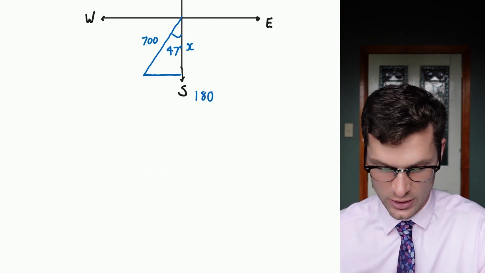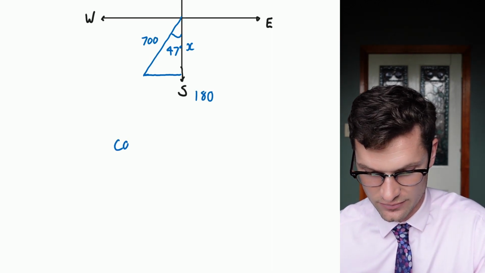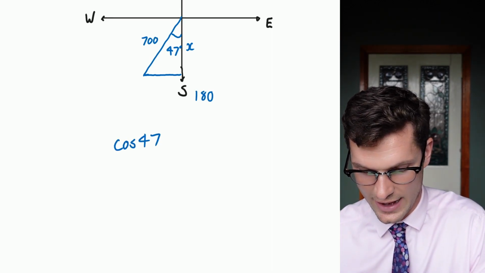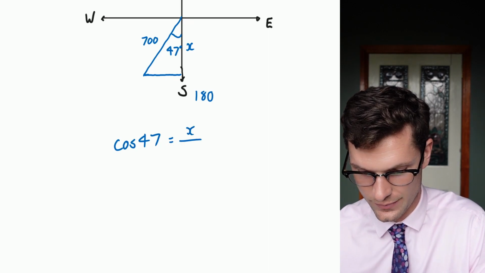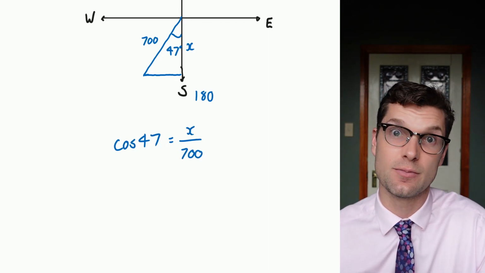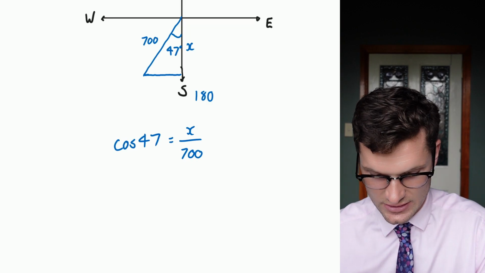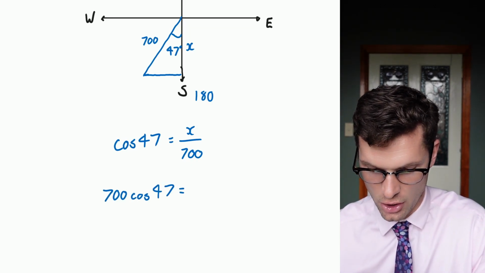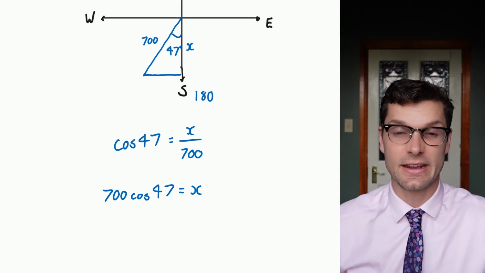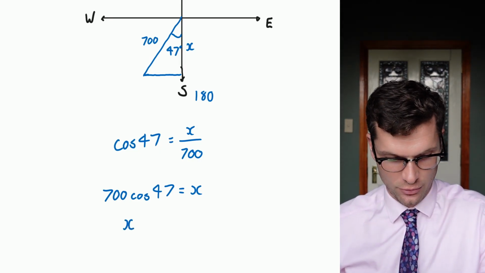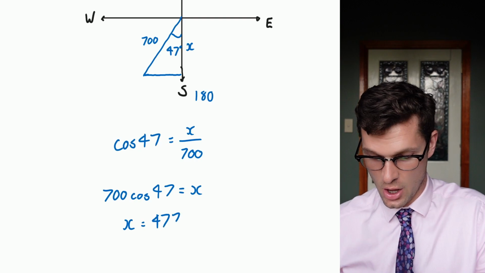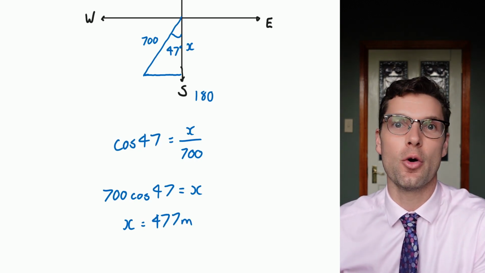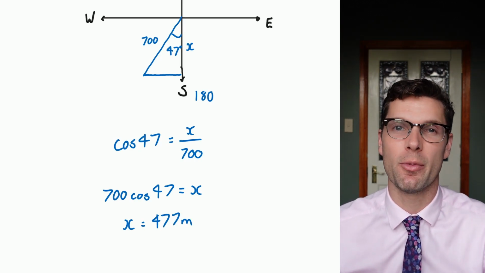So the maths for this question is just cos 47 is equal to x over 700. To get x by itself, I have to multiply 700 over. So 700 cos 47 is equal to our unknown x. So if you just type that into your calculator, you get that x is equal to 477 meters, which makes sense because it can't be more than our hypotenuse. So we know we're probably on the right track.